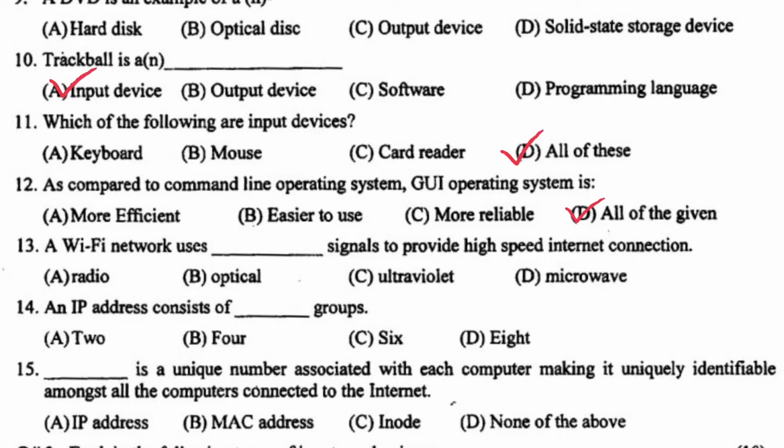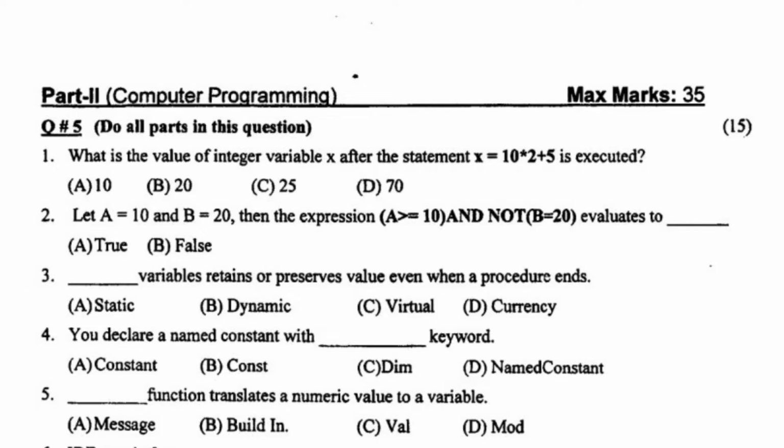A Wi-Fi network uses dash signal to provide high-speed internet connection: radio. An IP address consists of dash groups: 4. Dash is a unique number associated with each computer, making it uniquely identifiable amongst all the computers connected to the internet: IP address. What is the value of integer variable x after the statement x = 10 * 2 + 5 is executed?